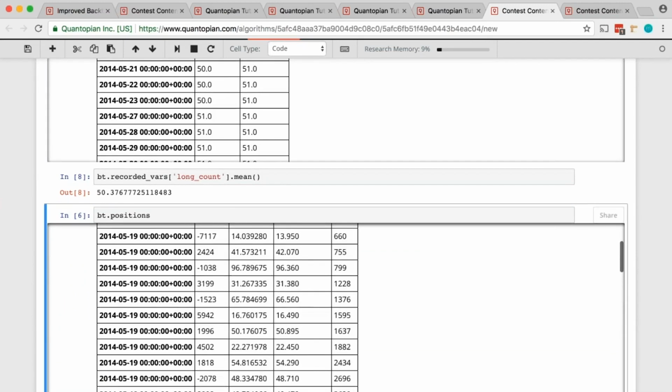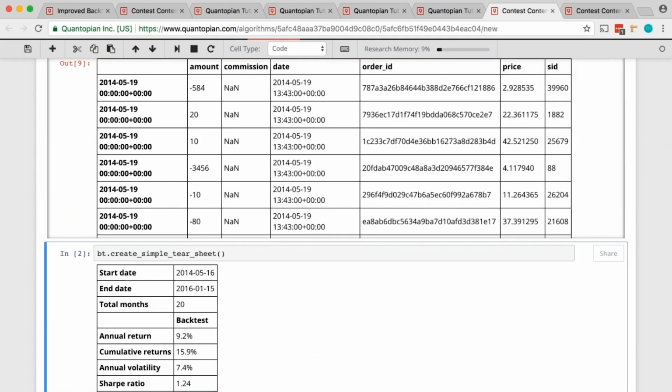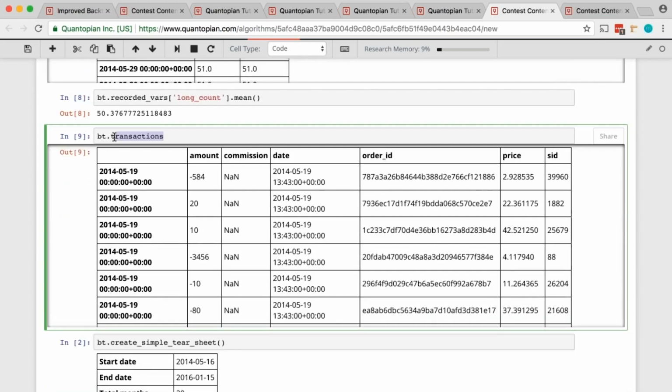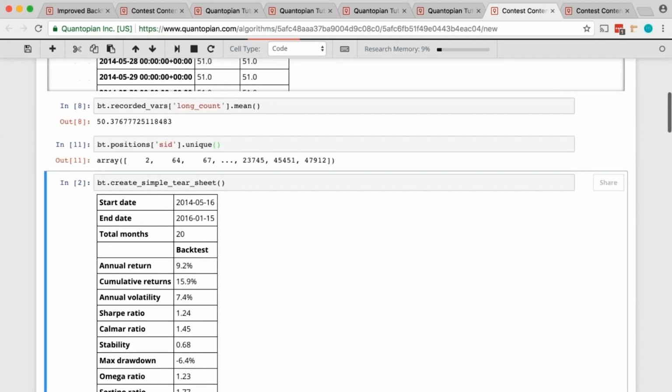I can also do things like access my positions and transactions. So these are my positions, and then I can access my transactions as well. You can manipulate these in any way that you'd want to manipulate a standard Pandas data frame. So if I wanted to see all the unique stocks that I held over the course of my backtest life, I can do that and get this array of SIDs.